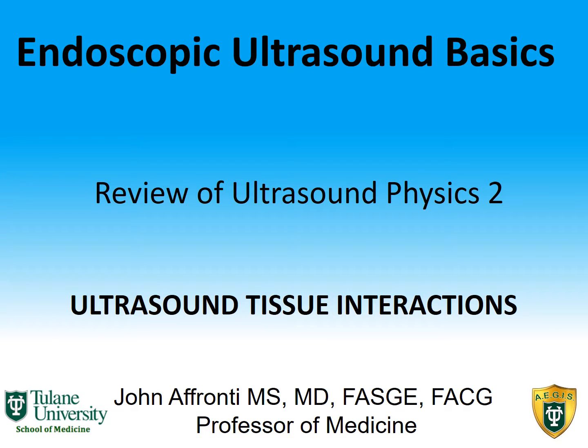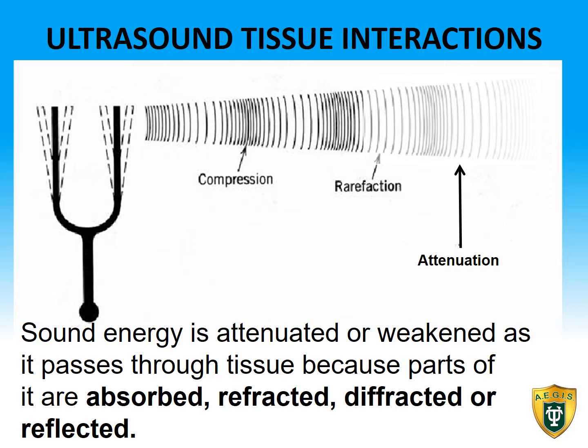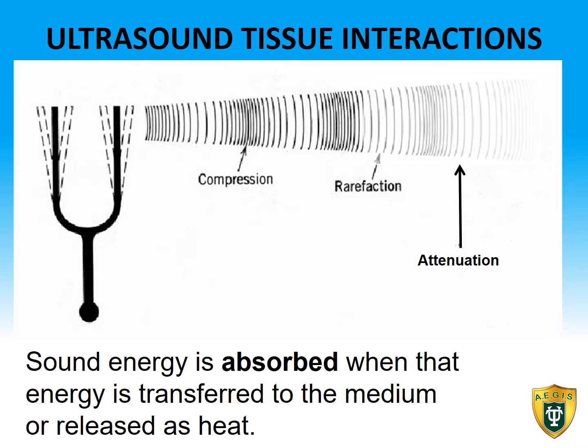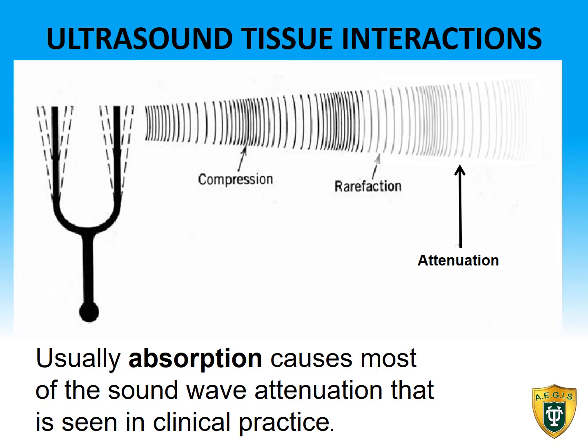This is a review of ultrasound physics. In this segment, we cover ultrasound tissue interactions. Sound energy is attenuated or weakened as it passes through tissue because parts of it are absorbed, refracted, diffracted, or reflected. Sound energy is absorbed when that energy is transferred to the medium or released as heat. Usually, absorption causes most of the sound wave attenuation that is seen in clinical practice.